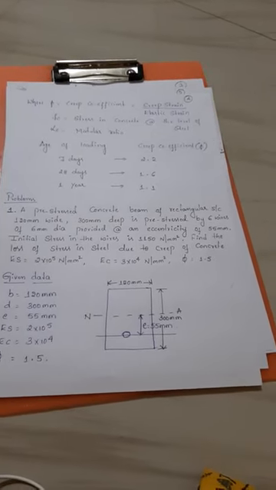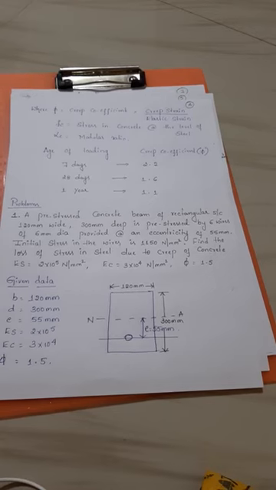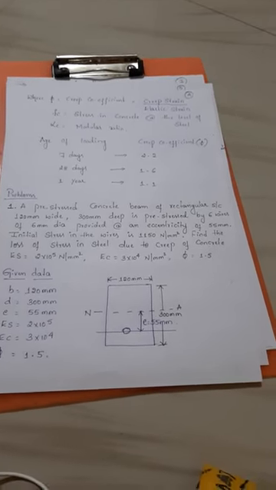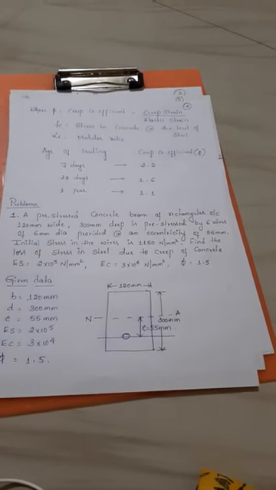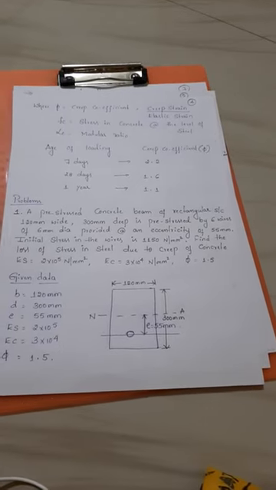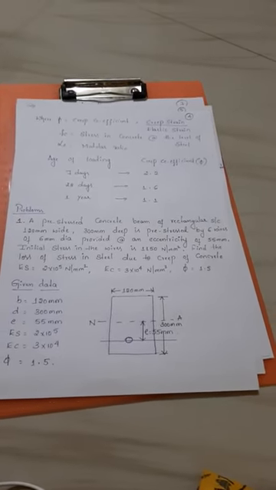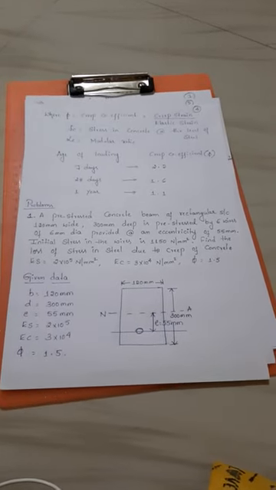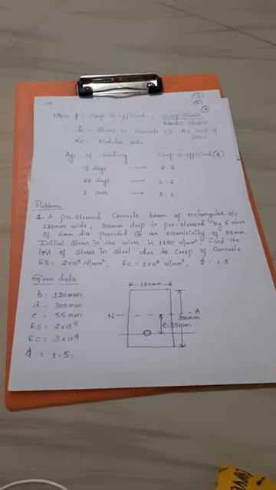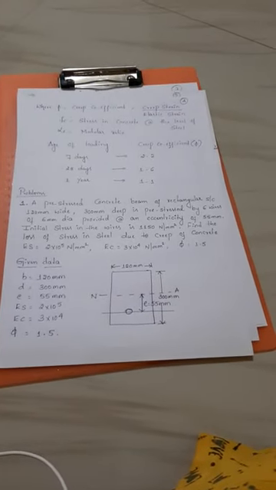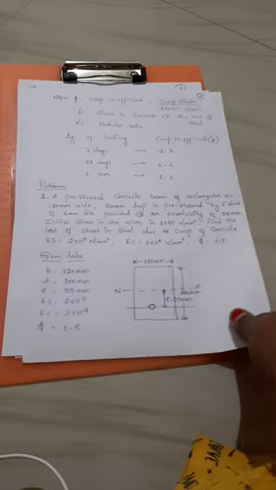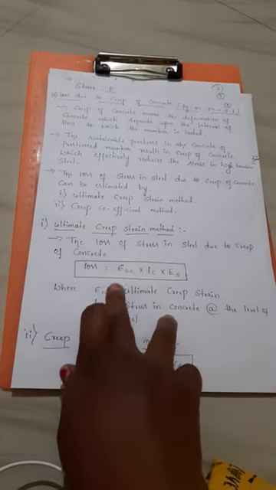They have given Young's modulus of steel as 2 into 10 to the power of 5 Newton per mm square, Young's modulus of concrete as 3 into 10 to the power of 4 Newton per mm square, and a phi value of 1.5. In this question, they have not mentioned the method in which you need to calculate the losses, whether the ultimate strain method or the creep coefficient method. But you can definitely make out that they have given a phi value, which means it is the creep coefficient method. In the ultimate strain method, you would need epsilon cc, that is the ultimate creep strain.